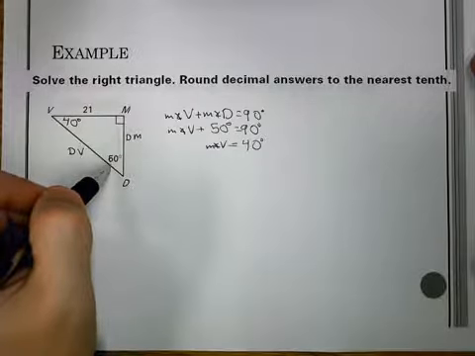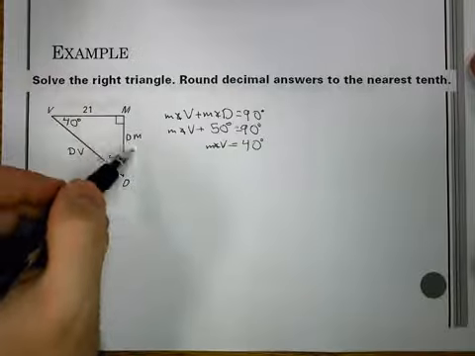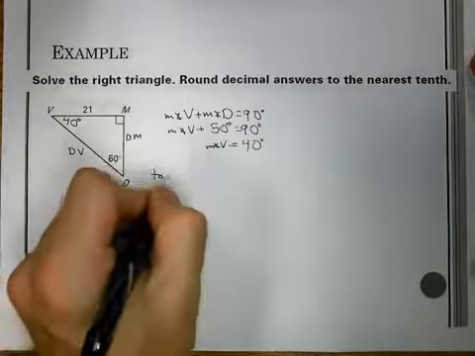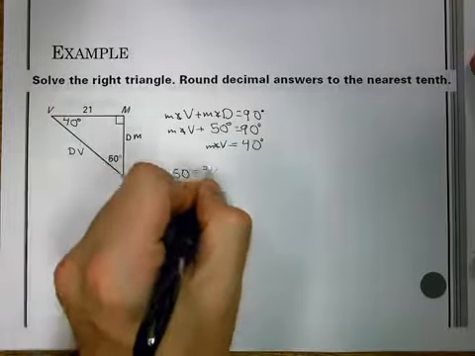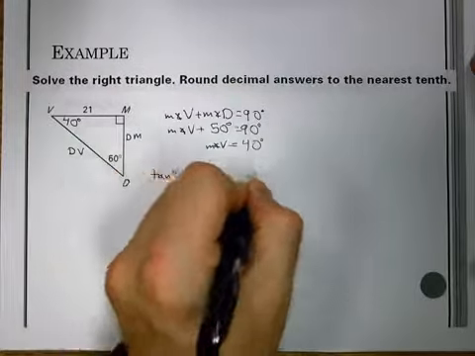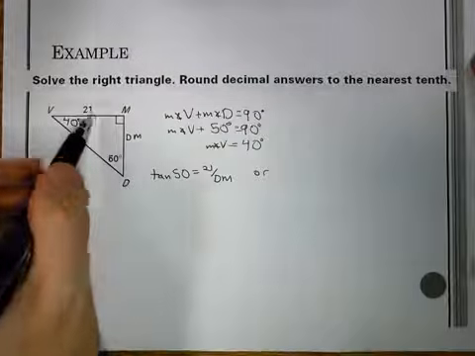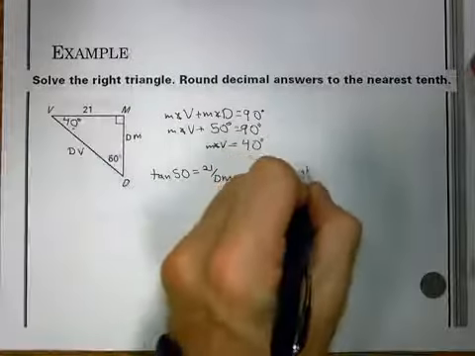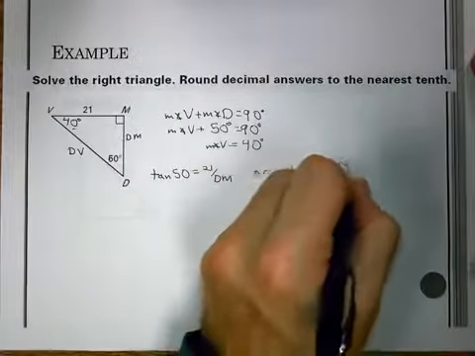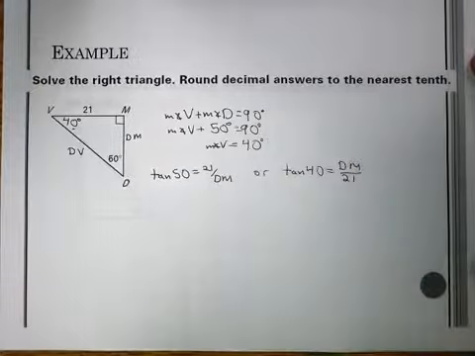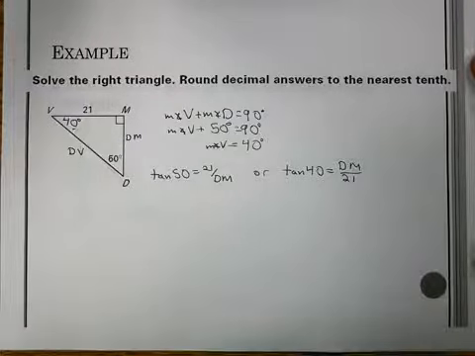I could use this 50 degrees with the 21 and the DM, which would be tangent of 50 equals 21 over DM. Or I could use the 40 degrees with DM and 21, which would be tangent of 40 equals DM over 21. Either one will give you the correct answer. So, if you see one, use it. I like to make things easier though.